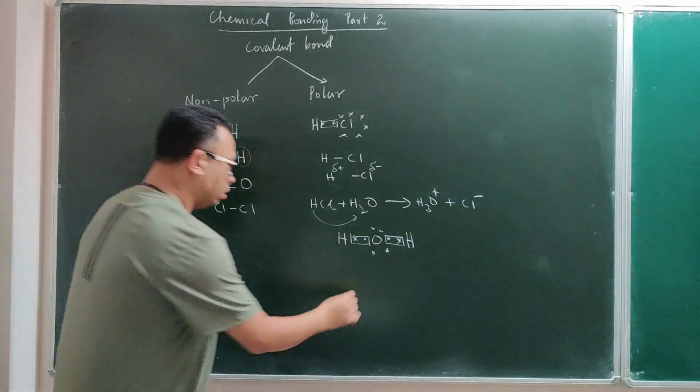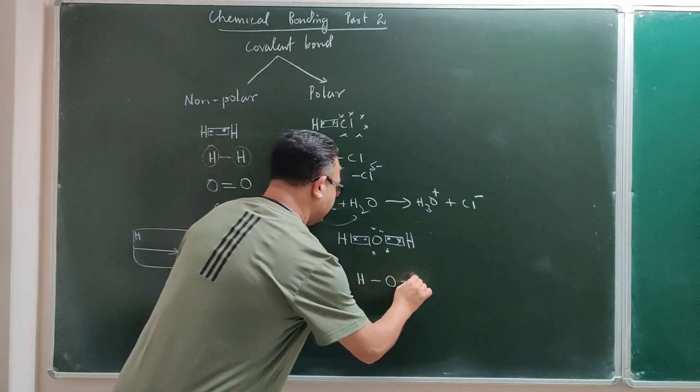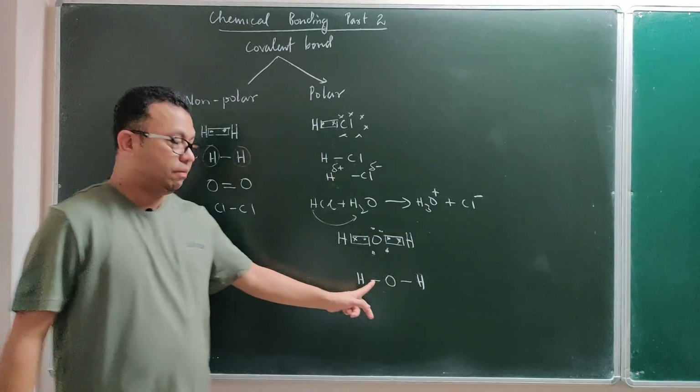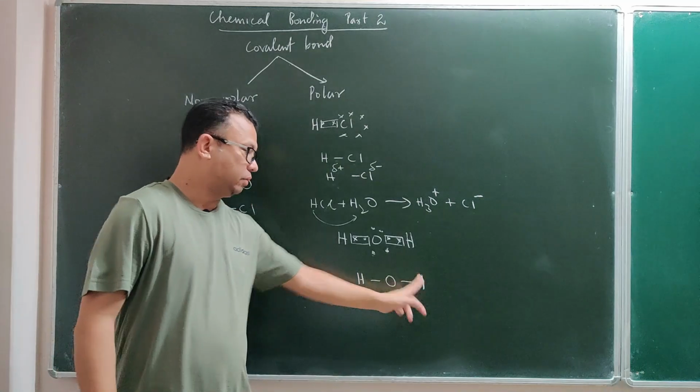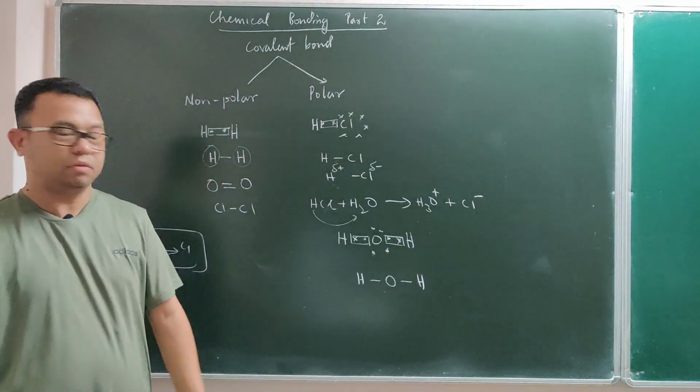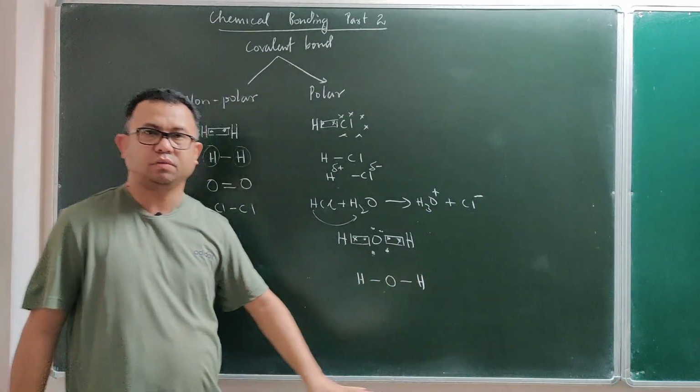So that means the water molecule is written like this. Oxygen has two single bonds around it, whereas each of the two hydrogens has a single bond around it. So this is the structure of water.